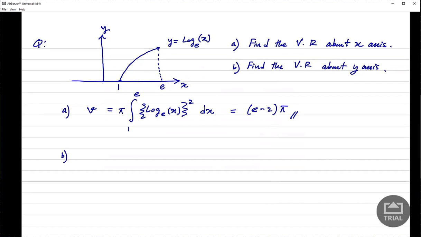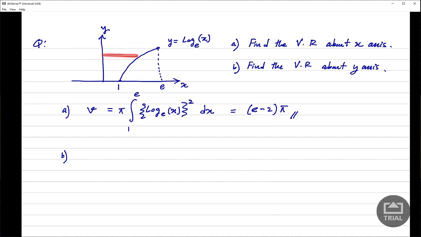Now, next one. Now, what you are going to do is you are going to rotate it, right? Rotate it in this direction. So when you rotate it, you get this kind of a thing, right? It's like a cup, right? Now, you need to find this, right? So this is your R. In the previous one, this is your R.